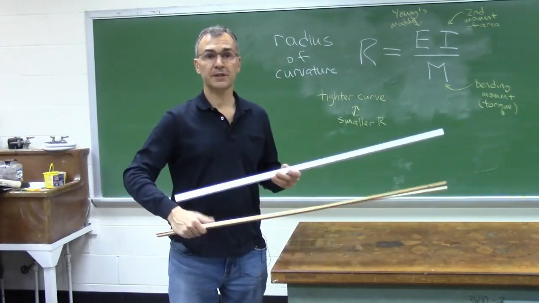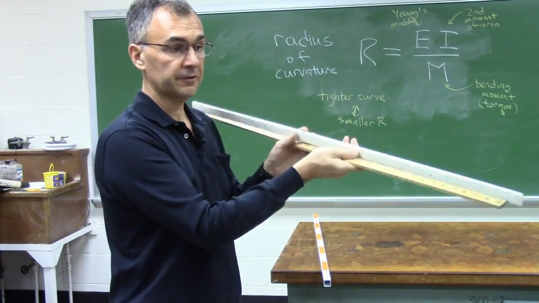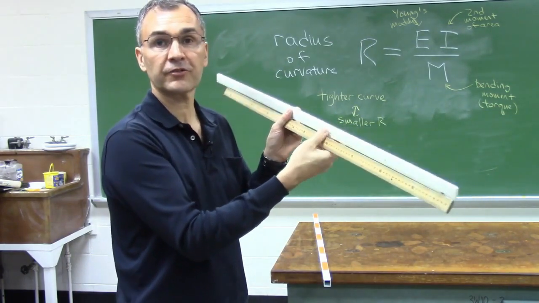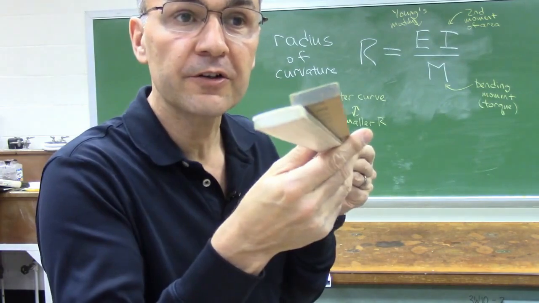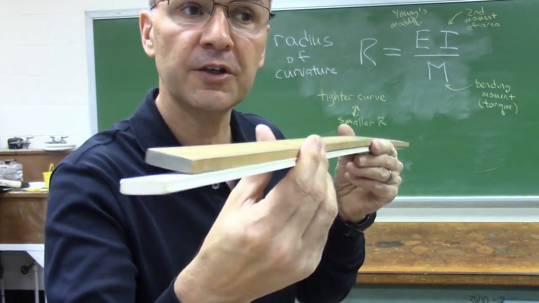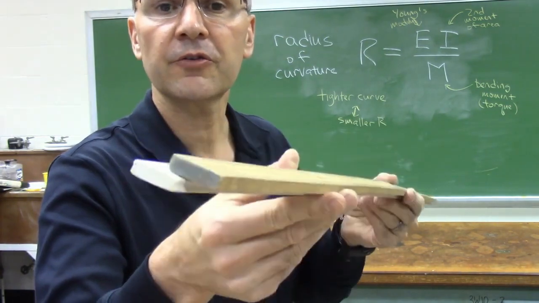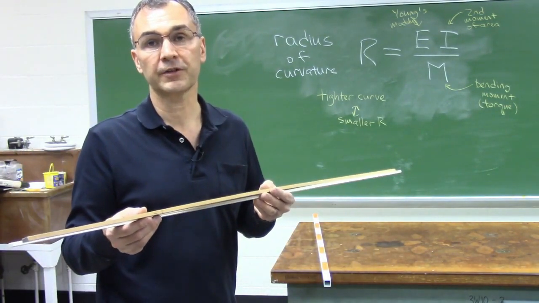I have here 3 different meter sticks. Let's look at these 2 first. One is plastic, the white one is plastic, the one that's wood color is wood, and you can see that their cross sections are very similar, if not identical. So they seem to have the same cross-sectional shape and size. What differentiates them is that their 2 materials have very different Young's moduli.